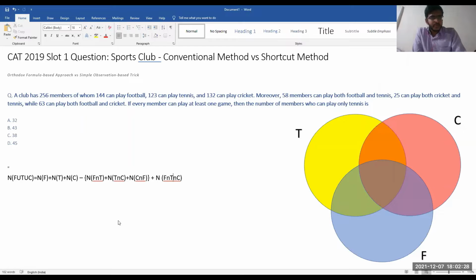So N of F union T union C is actually representing the area of this shape, this clover-like three petal shape, right? So this shape is being represented by F union T union C. And since some portion of it is overlapping, the area of this shape will obviously be less than the sum of the areas of these three circles combined, right? So this plus this plus this, the area will be less. So I'll have to subtract something from the RHS in order to get the LHS.